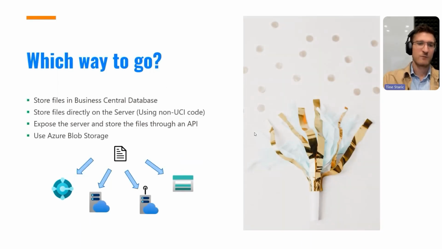Okay, so we have four ways how we can store the files. We can store them in the database. We can store them directly on the server using non-UCI compliant code. We can expose the server and store the file by sending it to an API, or we can use Azure Blob Storage. So let's talk a little bit about the pros and cons of each of these options.